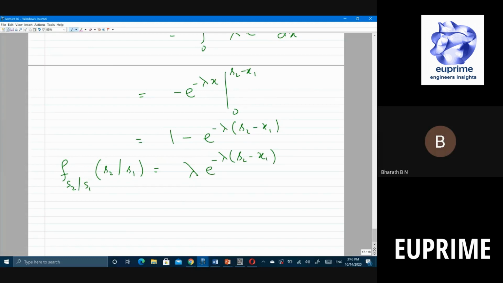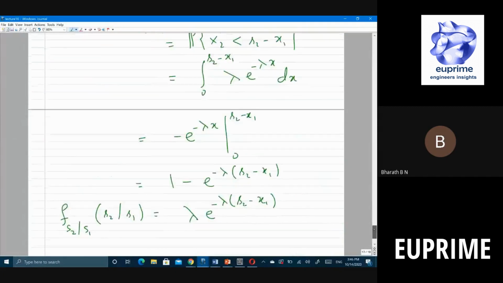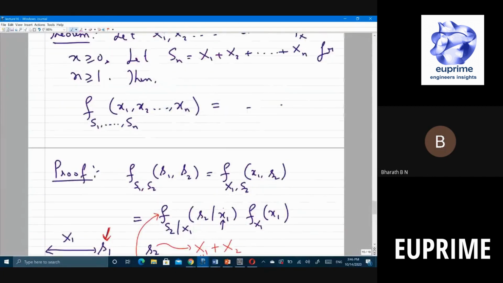But it's useful to do it. You should get used to these kinds of computations. So now this is clear. For 2 it is lambda squared e power minus lambda S2. So what about n? What should I write here? For 2 it's lambda squared e power minus lambda S2.